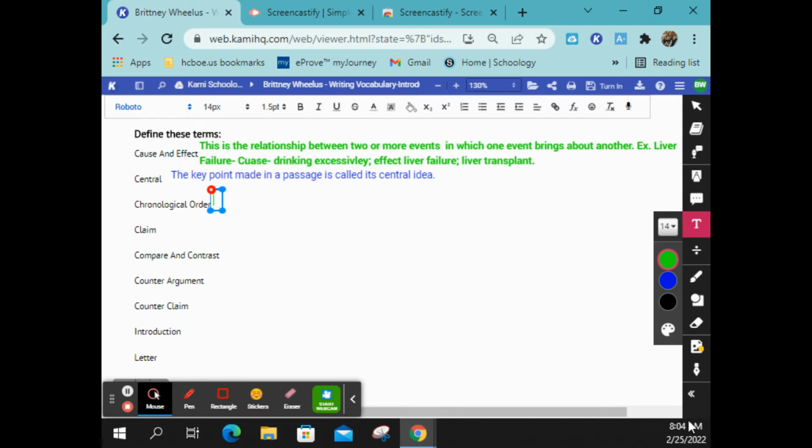Before I type chronological order, somebody in here tell me what that means. What? Chronological order. Something that's put in order. By what though? Usually, huh? What happens from the beginning to the end, okay? All right, so this is the arrangement of events in the order in which they occur.